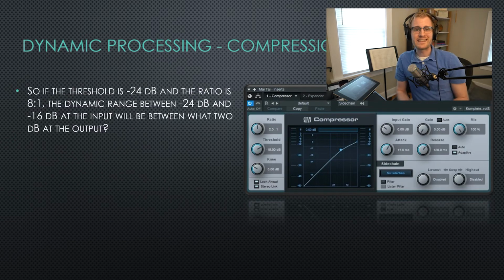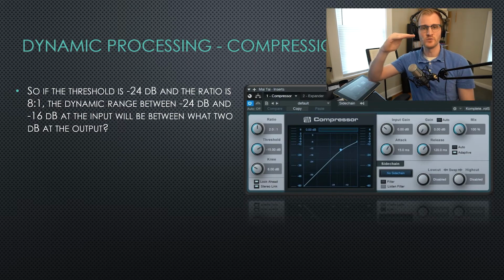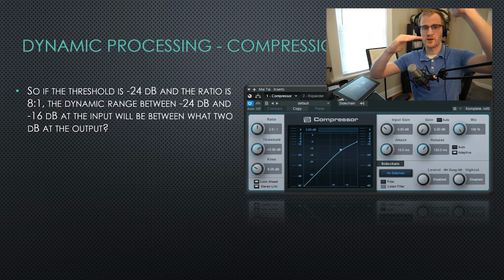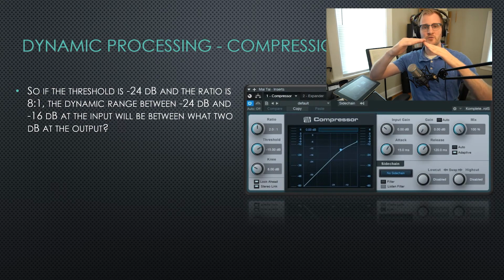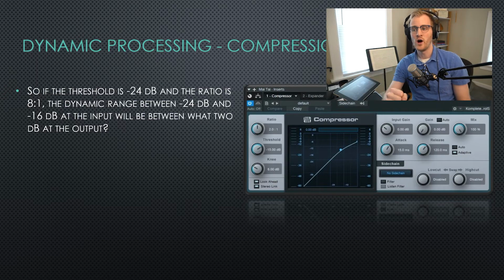So if the threshold is -24, okay, we have picked that is the value that we are going to reach. Once we hit -24, we're going to start turning down the volume. My amplitude goes in, it hits -24, that's my threshold, so now we need to start turning it down. If my ratio is 8 to 1, the dynamic range between -24 and -16 at the input will be between what at the output?